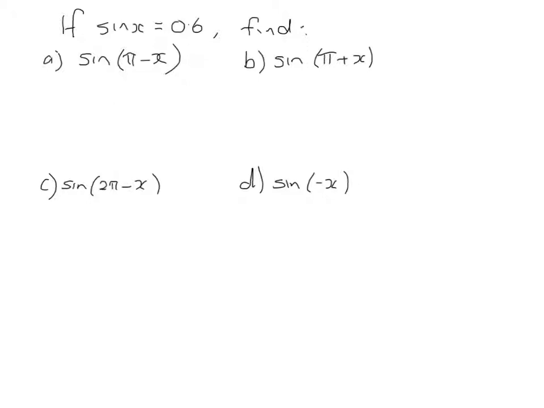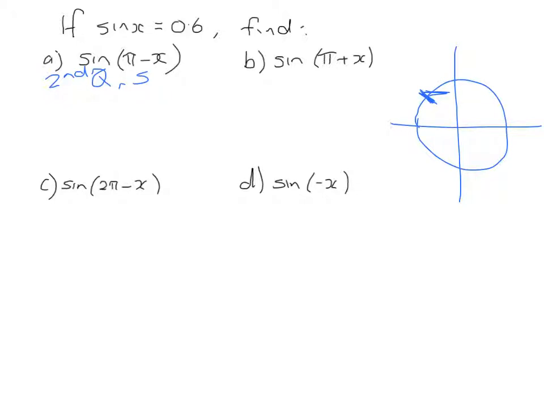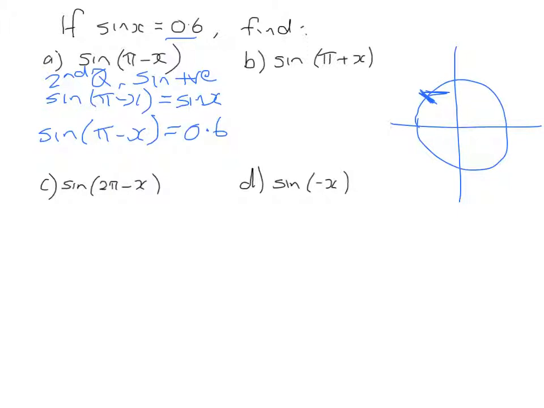So for the first example, if we're looking at pi take away x, which quadrant is that going to be? Pi take away x will be up here in the second quadrant somewhere. So sine is positive in the second quadrant. So we can say that sine of pi take away x will just be equal to sine of x. We're being told that sine of x is equal to 0.6, so therefore sine of pi take away x will be equal to 0.6, and it's positive 0.6.